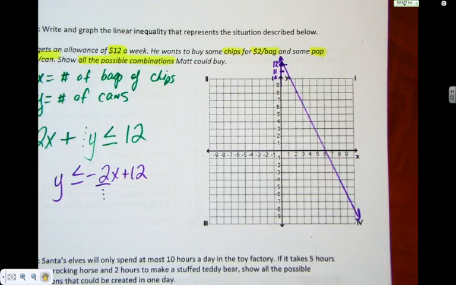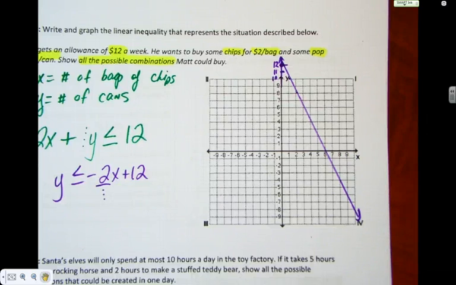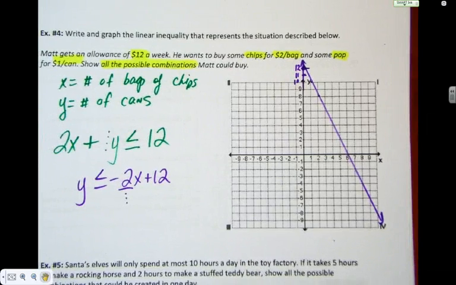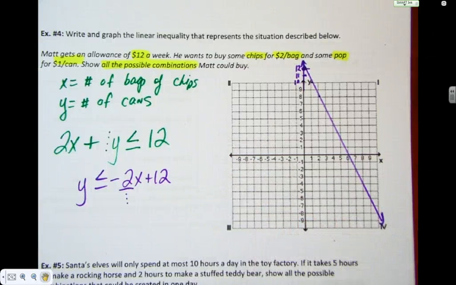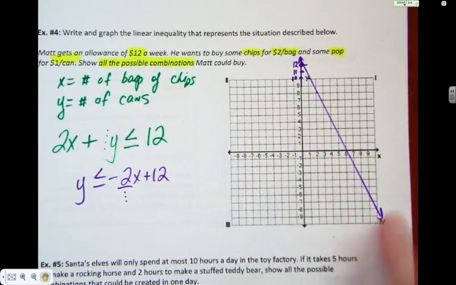Now, because this is situational, we call it contextual, because it's not just the numbers, there's a context. We need to be a little bit careful with the shading. Is it going to be above or below? Below. So it's going to be in this area. However, could we buy negative chips? Could we buy negative pop? So I'm not going to shade everything under here.